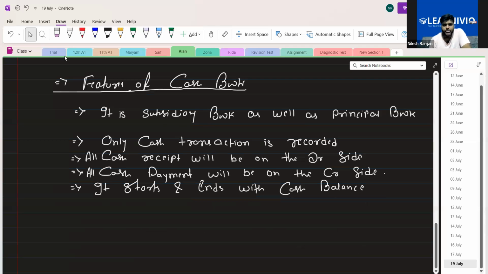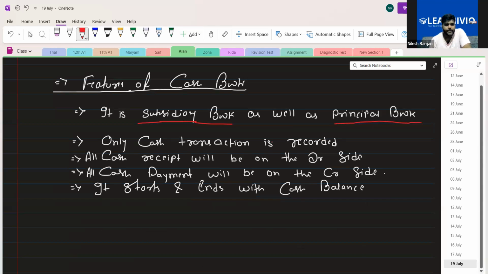So it is a subsidiary book as well as a principal book. It has features of a subsidiary book because it is part of the subdivision, and it is also a principal book because it is the same as the cash account. The next is only cash transactions. Cash transactions are recorded in cash.